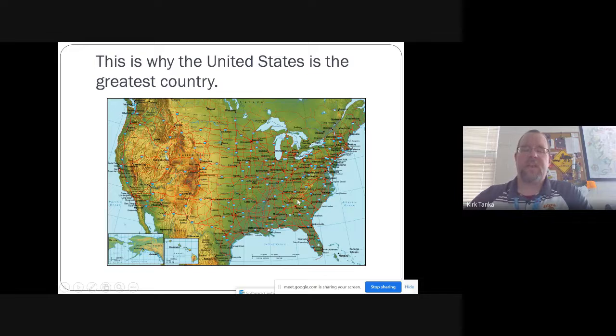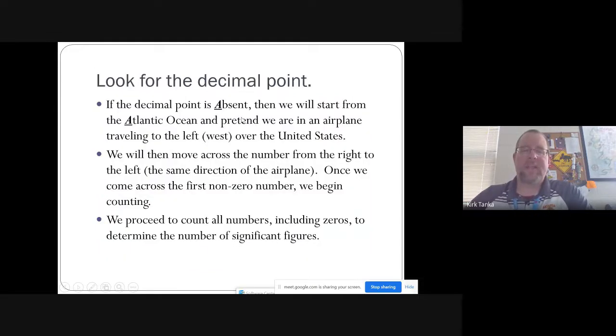So we're going to look at this, and oh, look, right there by Chicago. See where Chicago is? That's kind of where Batavia is. We could zoom in, and you could be seeing like where you live right in Batavia. Okay, look at the decimal point. If the decimal point is absent, that means it's not there. We're going to start from the Atlantic Ocean and pretend that we're in an airplane traveling to the left.